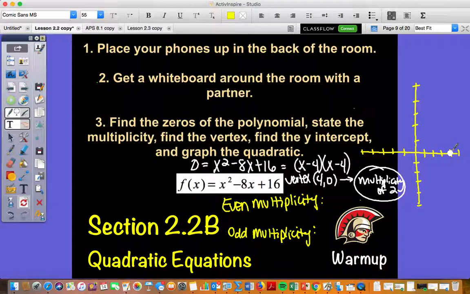Someone help me that hasn't gotten a ticket yet. The vertex is going to be what type of extrema? Victoria, do you know? A minimum. Good. Do you know why? Because it's positive. Good. It's positive. It's going up, and therefore it will be our minimum. Good. Didn't ask that, but I thought that was good. The vertex, what would be the vertex here?